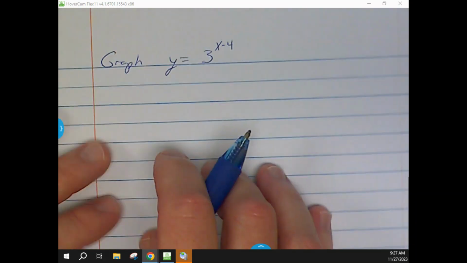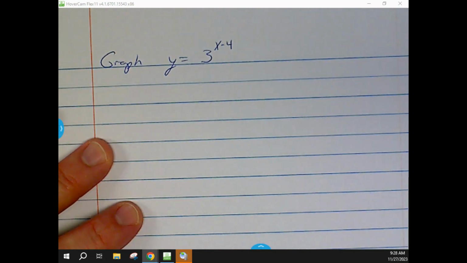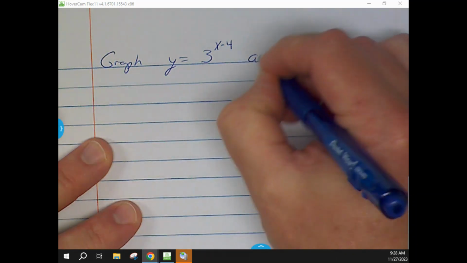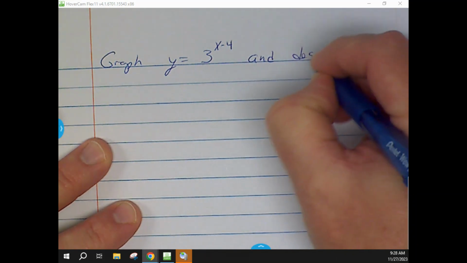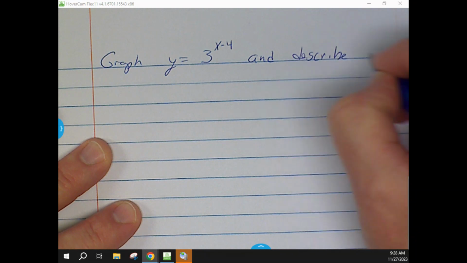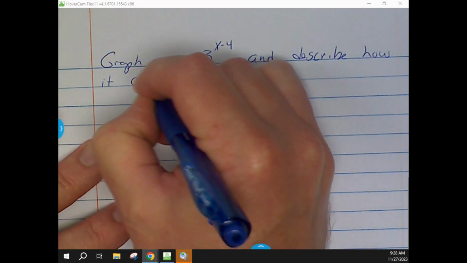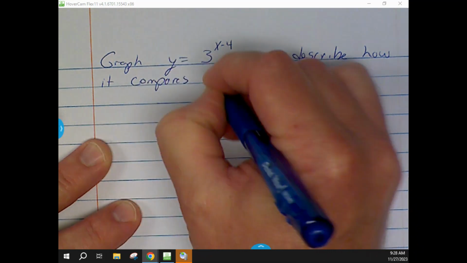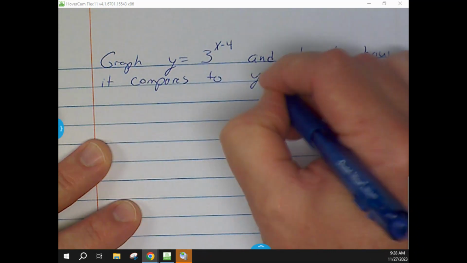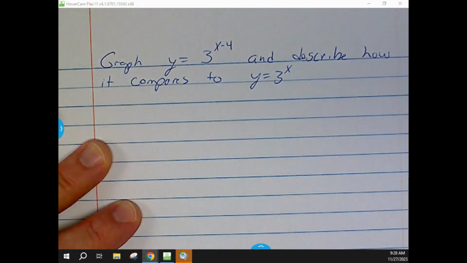Okay, so what we're going to do, let's graph y equals 3 to the x minus 4. And we're also going to describe how it compares to y equals 3 to the x power.